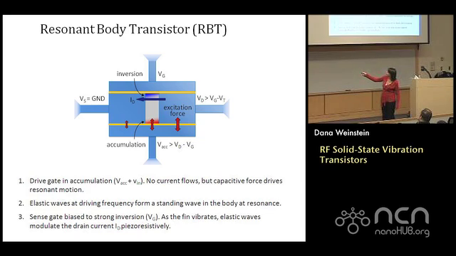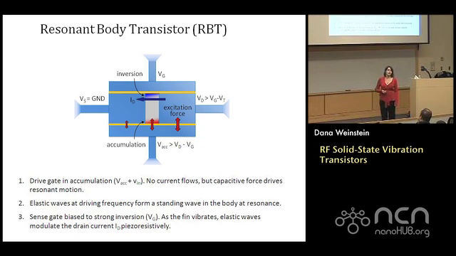So here's my two gates, source and drain. I can bias one gate into accumulation so that no current flows between the source and the drain on that side, but I can generate a charge in order to generate a capacitive force and drive acoustic vibrations in the structure just as we had in the other passive device.